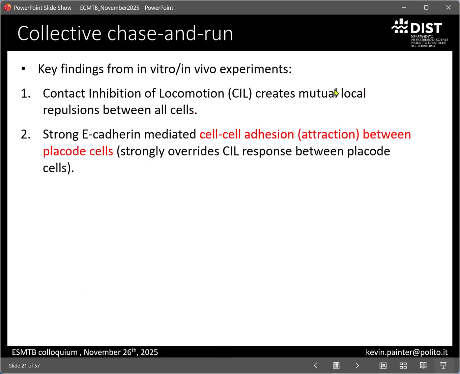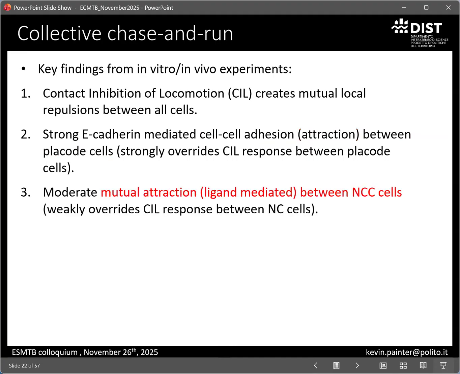But then there are other things acting on top of this. One of them is that the placoid cells have strong self-adhesion. They strongly express what's called E-cadherin. That's one of the principal cell-cell adhesion molecules, and that acts to keep the placoid cells together. So it effectively overrides that contact inhibition of locomotion response.